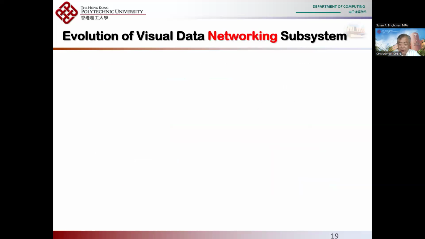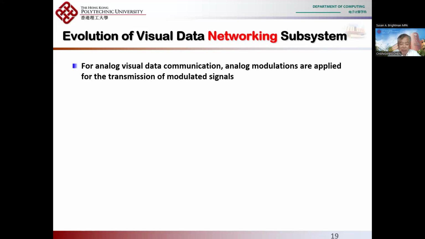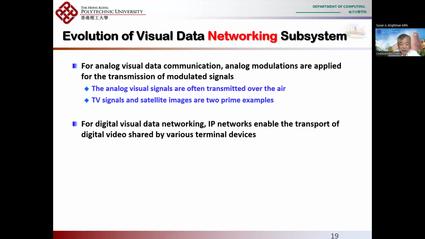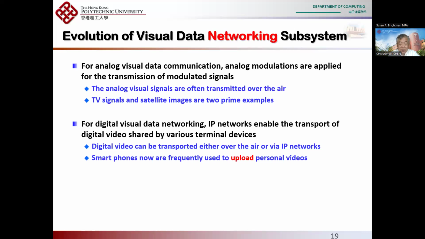Okay. Well, then let me move on to the networking part of the story here. For analog visual data communication, we actually are doing analog modulation, and in that case the visual signal is often transmitted over the air. That's where TVs and so on were invented, and satellite images were also done at that time. For digital visual data networking, IP networks enable the transport of digital video shared by various terminal devices. So digital video can be transported either over the air or via IP networks.